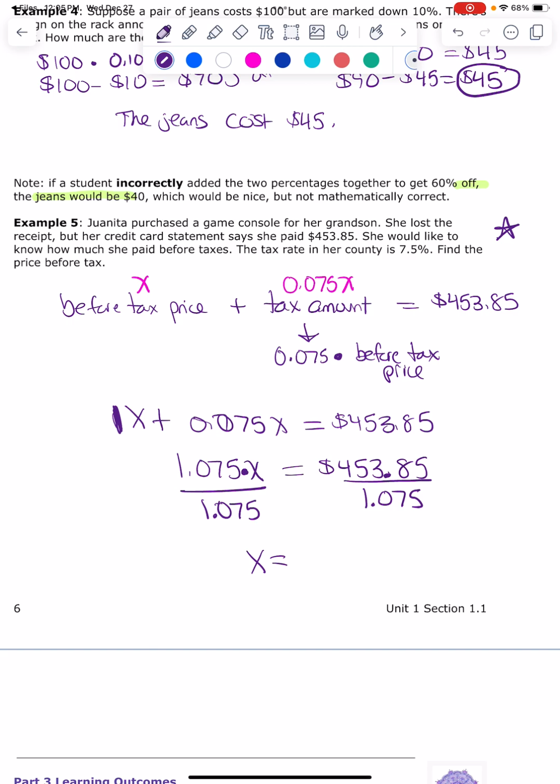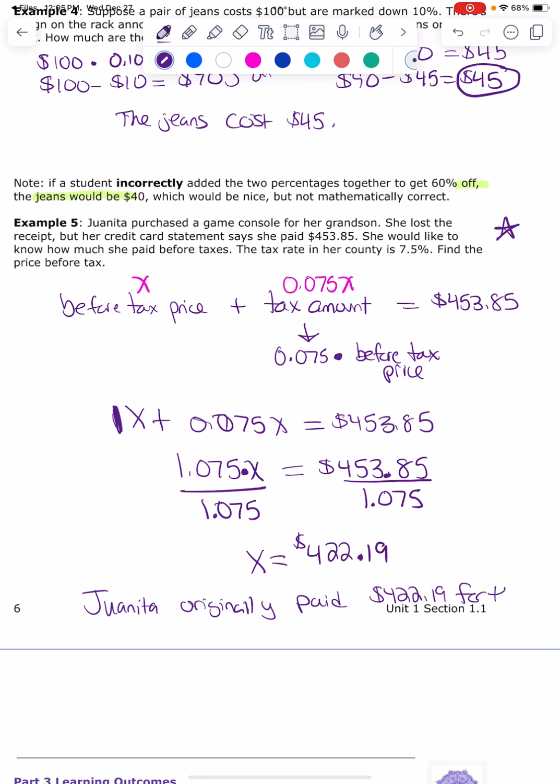And after the division, punching that in the calculator, which I haven't done yet, so I'll do it right now. 453.85 divided by 1.075. I get 422, and there's a bunch of decimals, but it's money, so we're just going to round to the nearest cent. So, wrapping this up, we say that Juanita originally paid $422.19 for the game console.